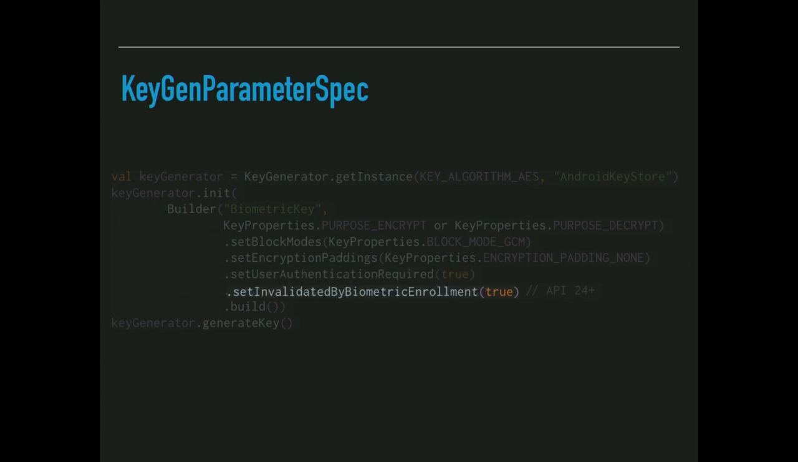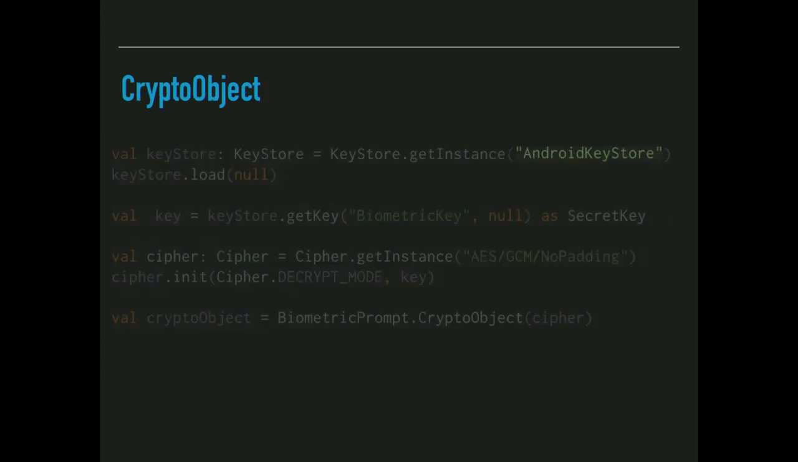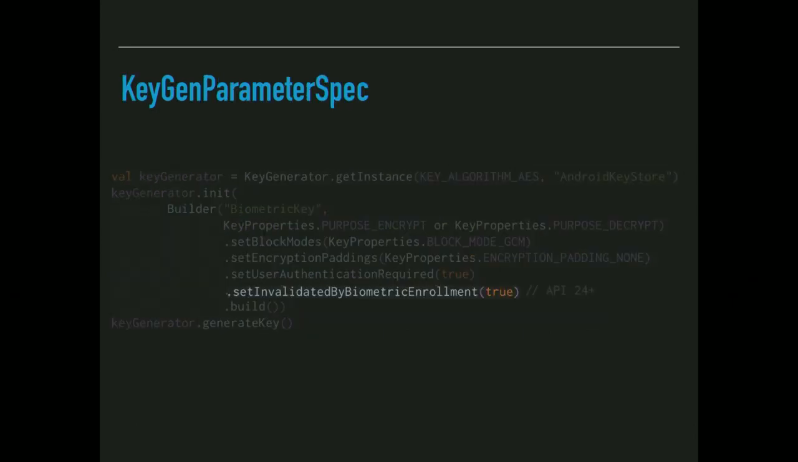This one is API 24+. For some use cases, you're probably going to want it. What this does, the set invalidated by biometric enrollment: when you initially generate your key, let's say there are two fingerprints on the phone, and somebody later goes and adds a third fingerprint. For certain use cases, you don't want that third fingerprint to be able to unlock whatever was done and registered previously. So this will wipe out that key and make it no longer valid.